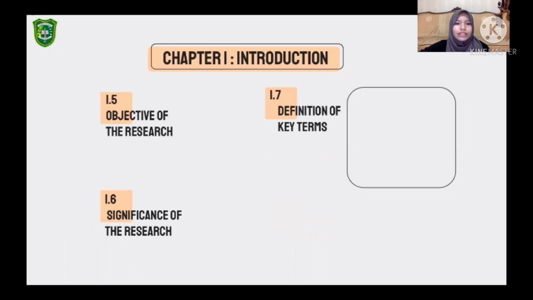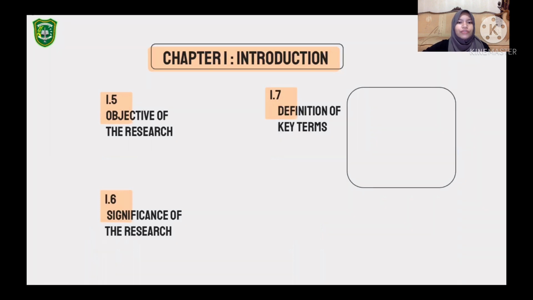1.6, Significance of the research. The significance of this research are: 1. The findings of the research are useful for lecturers in teaching speaking in English language education. 2. The findings of this research are expected to be valuable and useful for English language education students. 3. The result of the research is also expected to be used as a reference for English language education students who want to conduct a research.